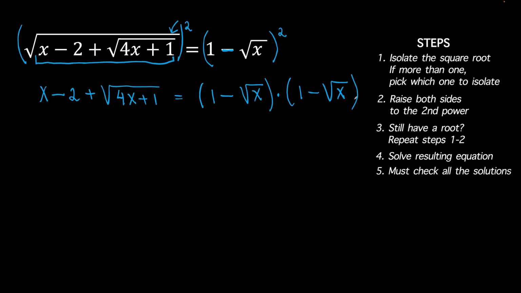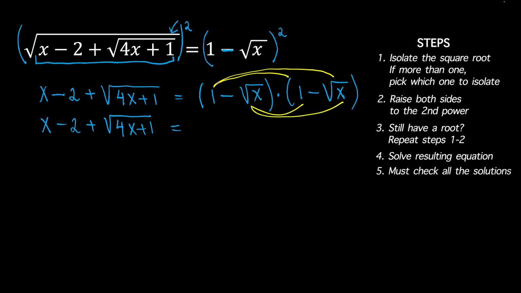We will have to use the distributive property. We rewrite x minus 2 plus square root of 4x plus 1. This is such a good example. It will help you strengthen your understanding. And we will use the distributive property to multiply these two parentheses. So let's go. 1 times 1 will be 1. 1 times negative square root of x will be negative square root of x.